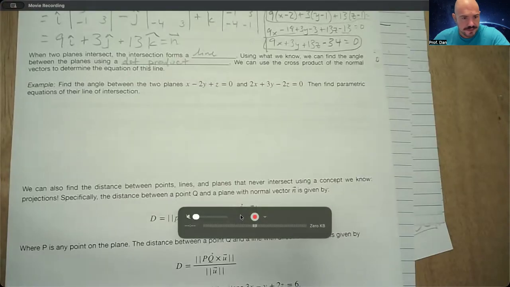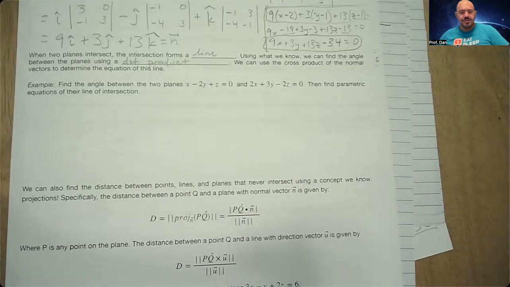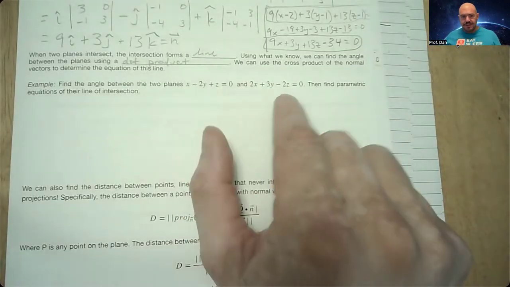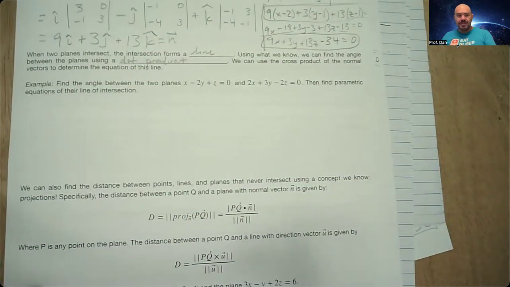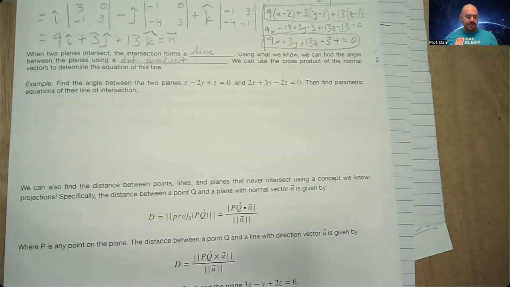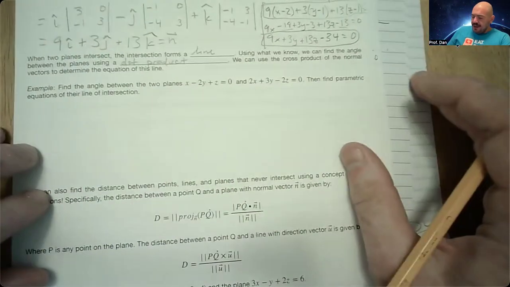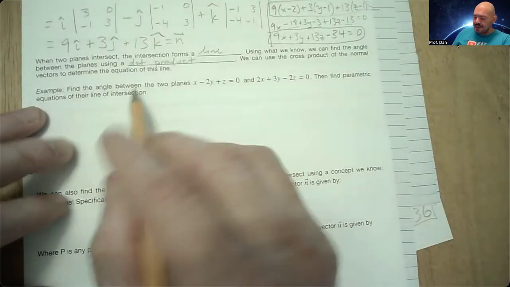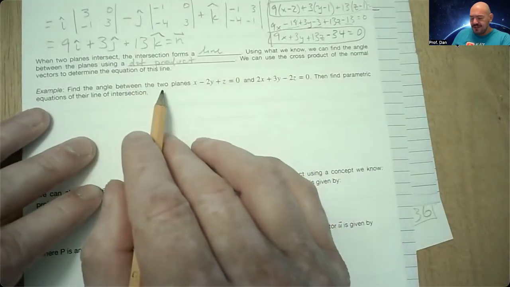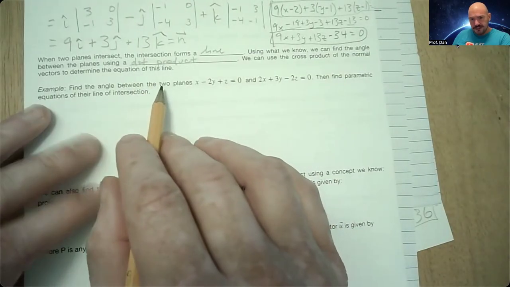And let's look at an example. For this example, we want to find the angle between the two planes given here. Then we want to find parametric equations of their line of intersection. Okay, so first off, if I want to find the angle between the two planes, I need to be able to figure out what the normal vectors are.